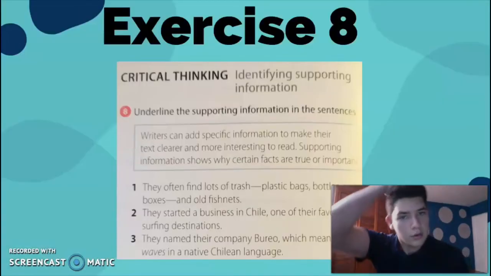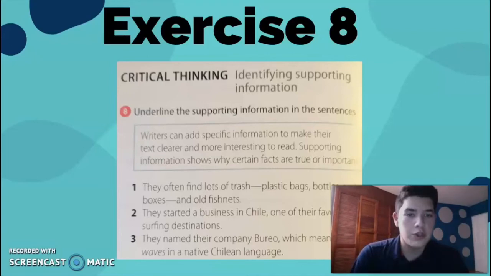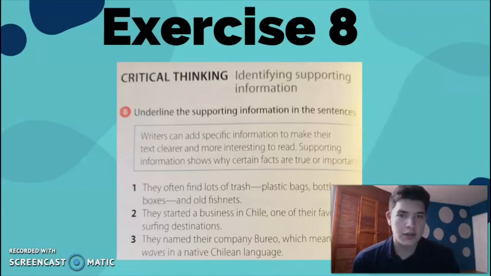So we move on to exercise 8. Exercise 8. Critical thinking: identify supporting information. Underline the supporting information in the sentence. Writers can add specific information to make their text clearer and more interesting to read. Supporting information shows why certain facts are true or important. So, I'm going to read the 3 sentences, and then we're going to try to identify which is the specific information that the writer added, okay?